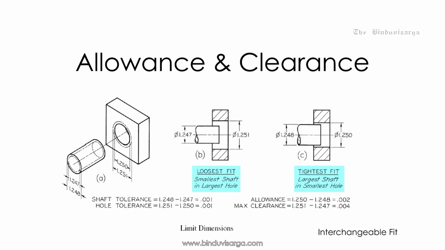So that will be the allowance, and the maximum clearance in these situations will be 1.251, that is the largest hole, minus 1.247, that's the smallest shaft. So 1.251 minus 1.247 equals 0.004. That will be the maximum clearance.